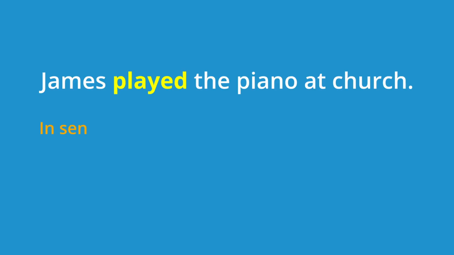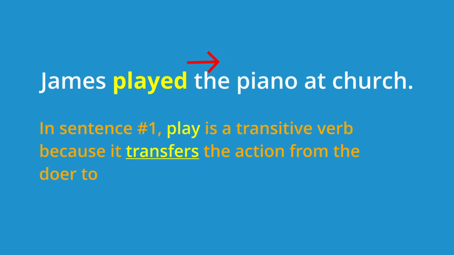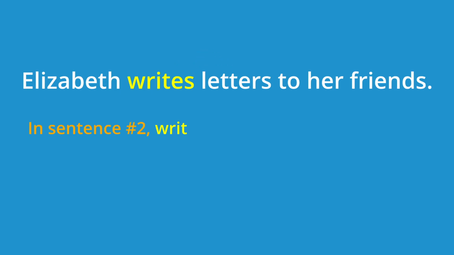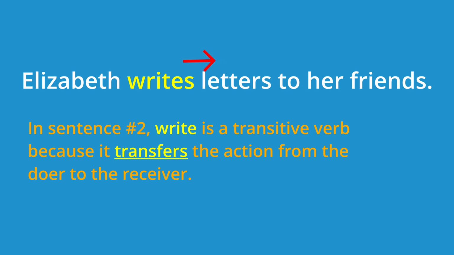verb. In sentence number 1, play is a transitive verb because it transfers the action from the doer to the receiver. James played the piano at church. In sentence number 2, write is a transitive verb also because it transfers the action from the doer to the receiver. Elizabeth writes letters to her friends.